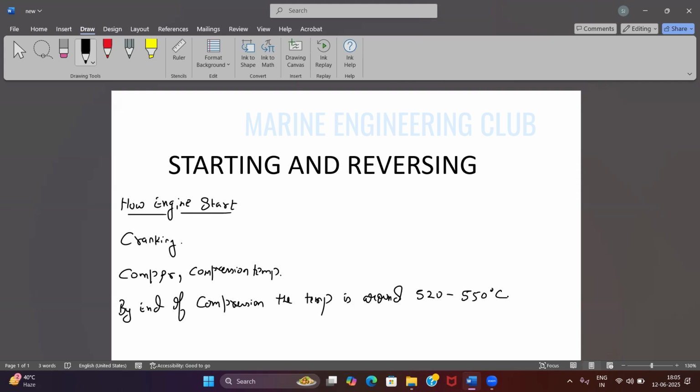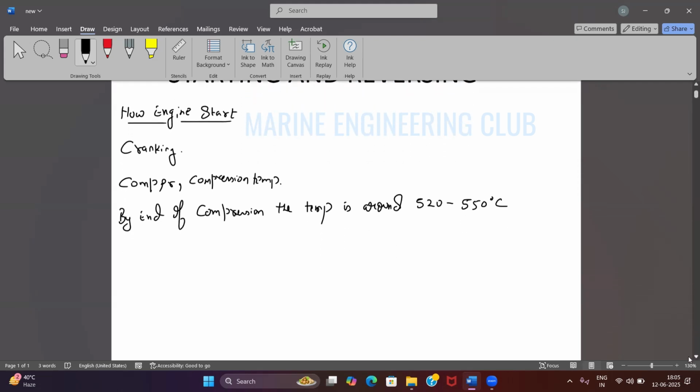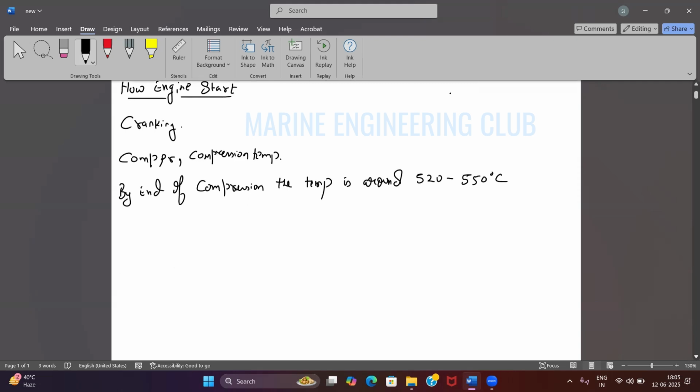Now, you all know, for petrol engines I need a spark plug, and for diesel engines I don't need a spark plug, right? Petrol engines have spark plugs provided. For diesel, I'll repeat again, no problem. Diesel engine, no need of spark plugs.